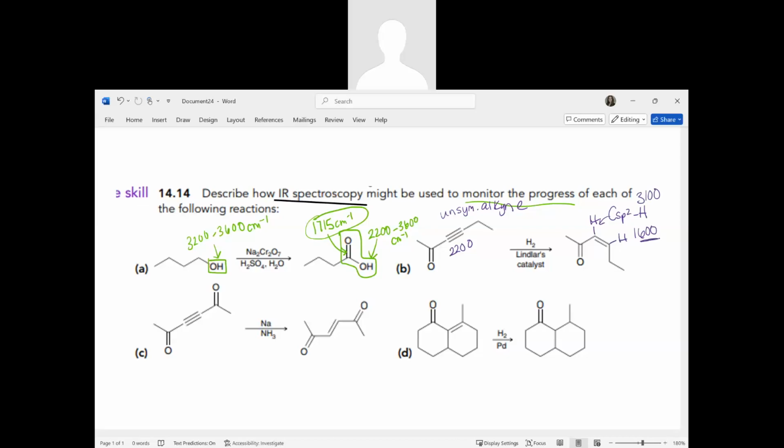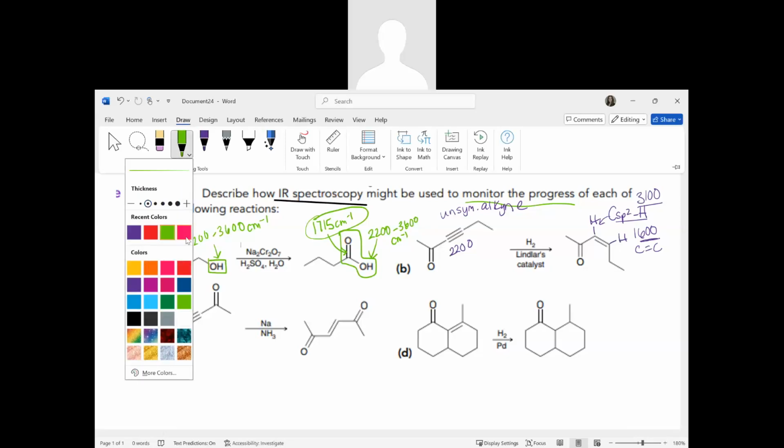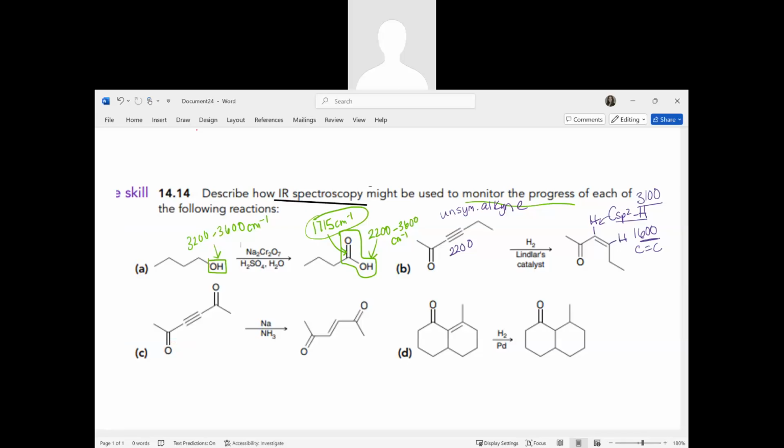So we're going to have 2 signals in our product here, one at 3100 for the CH stretch and one around 1600 for a CC stretch, and for our alkyne, we saw a signal around 2200. So we will have completely different signals in different ranges. This progress would be a little easier to monitor than our part A. Let's take a look at what happens in part C and what signals we would generate.